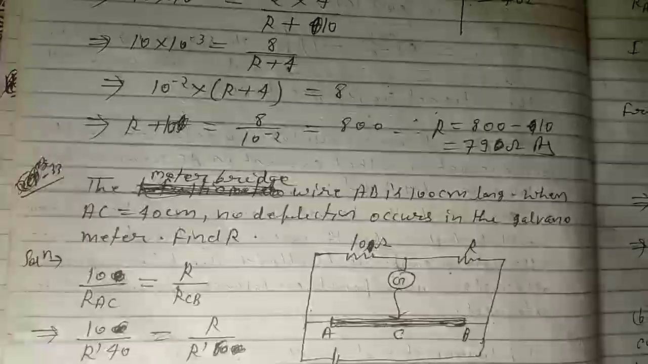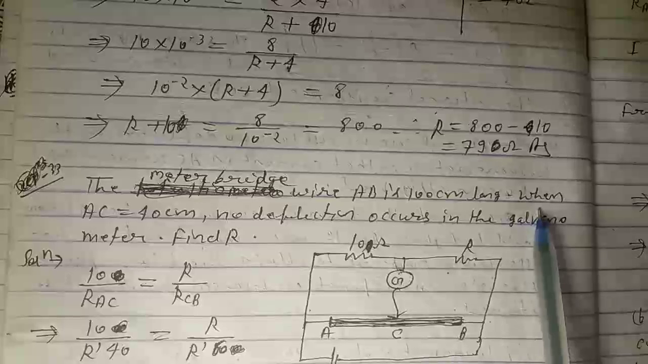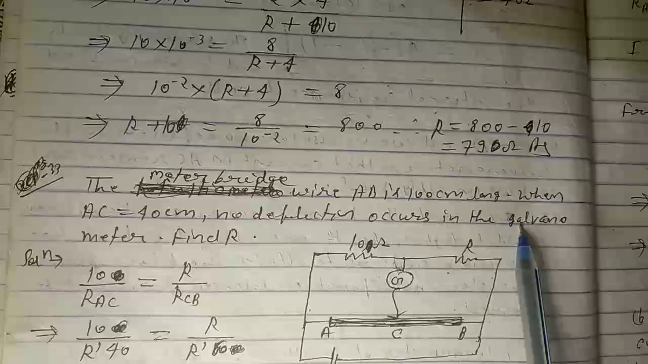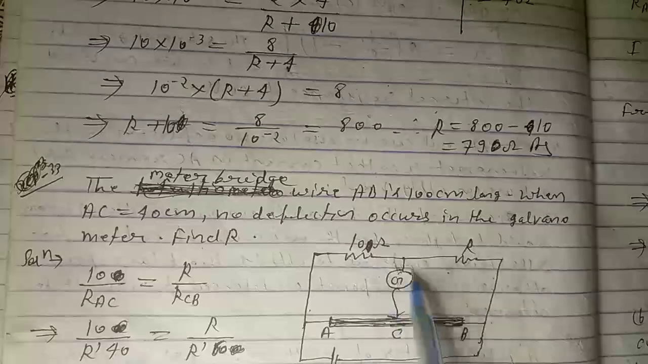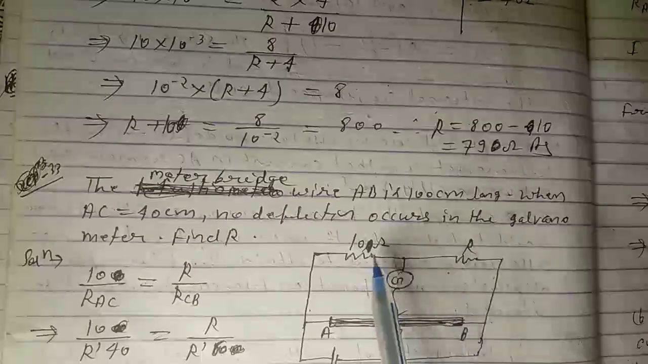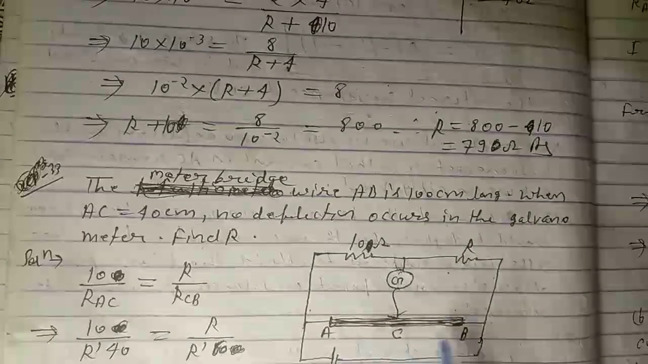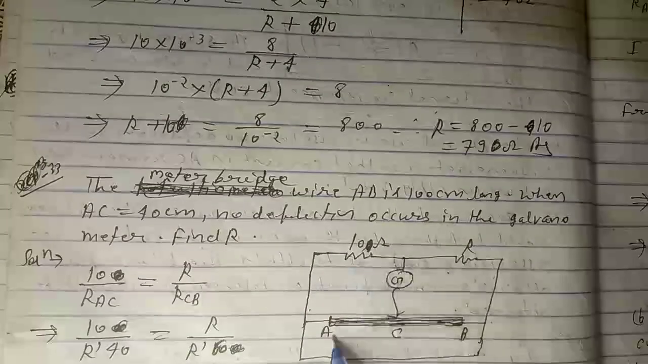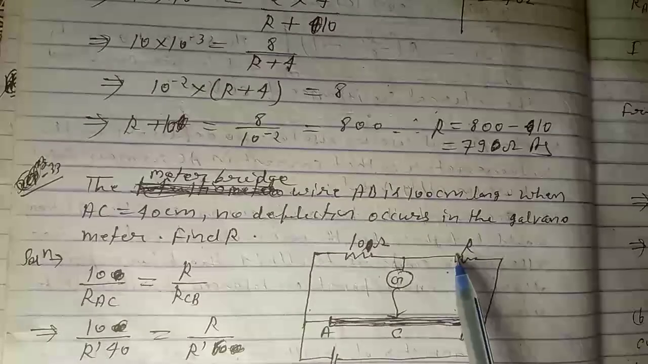Next, the meter bridge wire AB is 100 centimeter long. When AC equals 40 cm, no deflection occurs in the galvanometer. Find R. This is the case of a Wheatstone bridge, because no current is flowing through the galvanometer. So the ratio of this to this will be equal to the ratio of these resistances. We are taking resistance 10 ohm by R_AC, or the resistance ratio of this to this will be equal to the ratio of this to this.